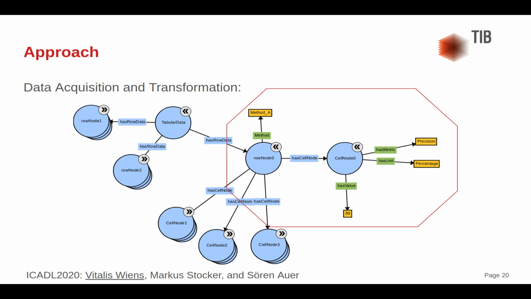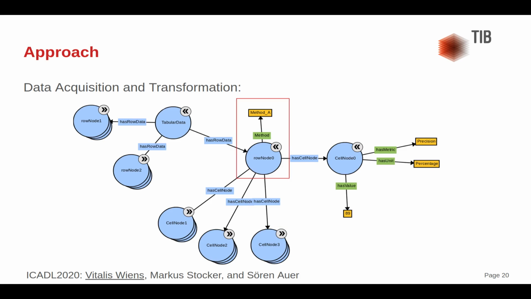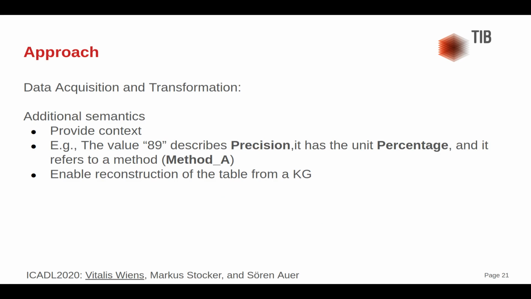The table is organized using row nodes. In our example, a row node is assigned to a method. Row nodes are connected to cell nodes, where each cell node has its corresponding value and the information about the additional semantics. The additional semantics provide the context for the individual values.